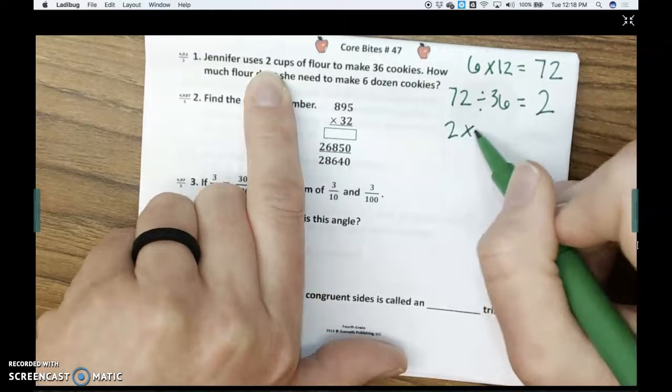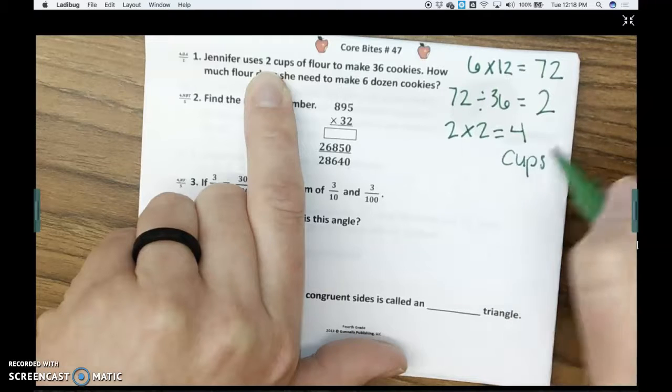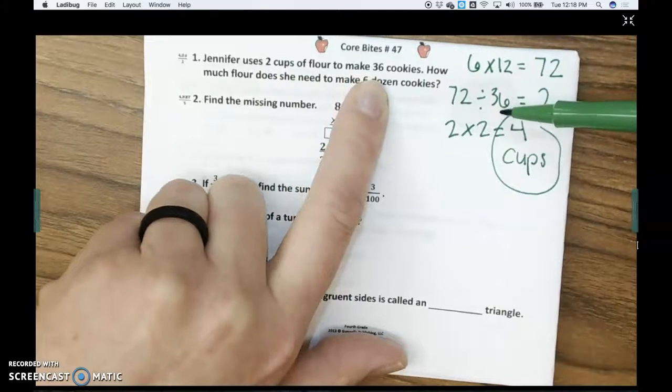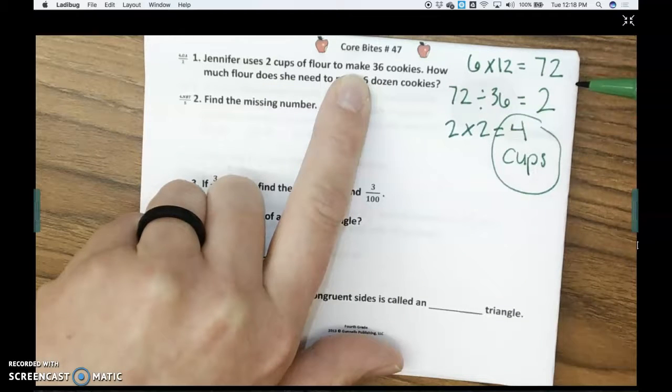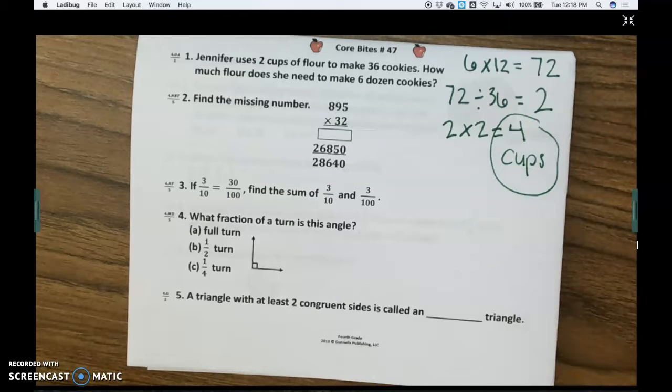That would be 2 times 2, which would give her 4 total cups to make 72 cookies, because if she can do 36 cookies with 2 cups, she's got to do 36 more cookies to make 72. So that's how we get the 4 cups. Okay? Then for your missing number, we're going to do some multiplication.